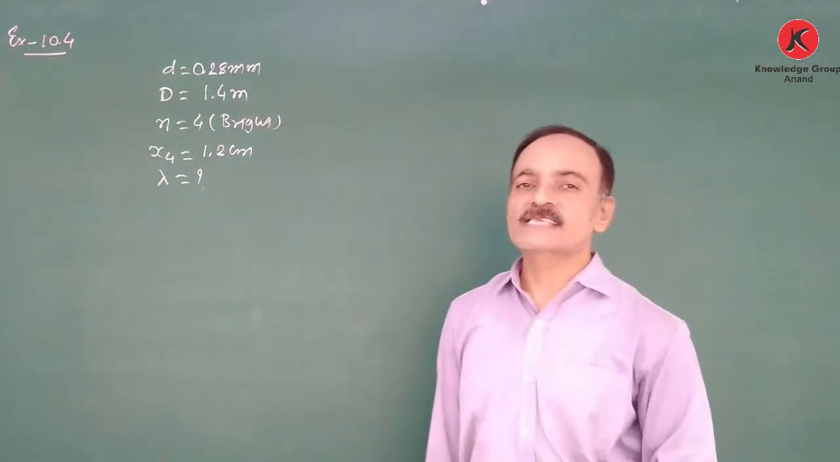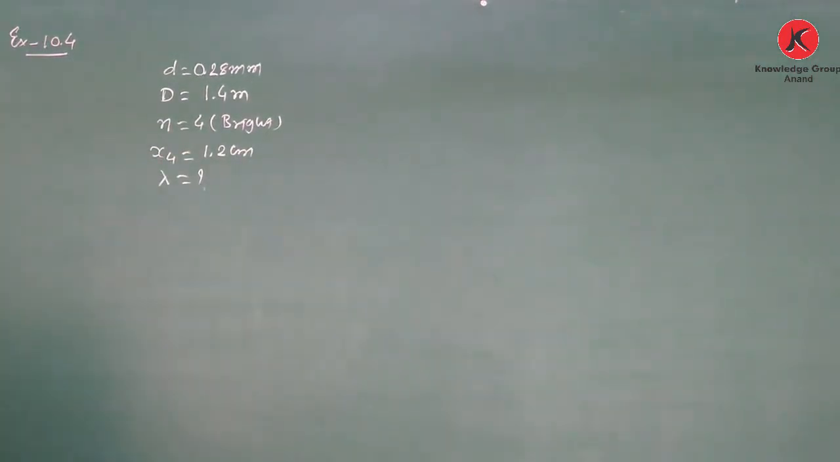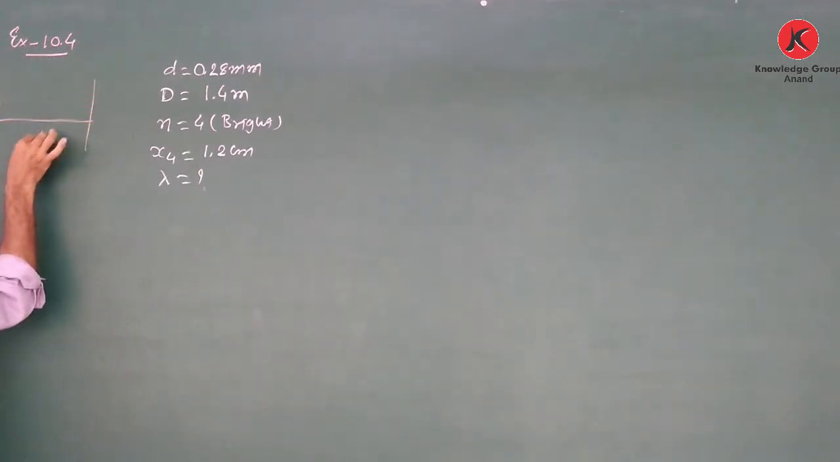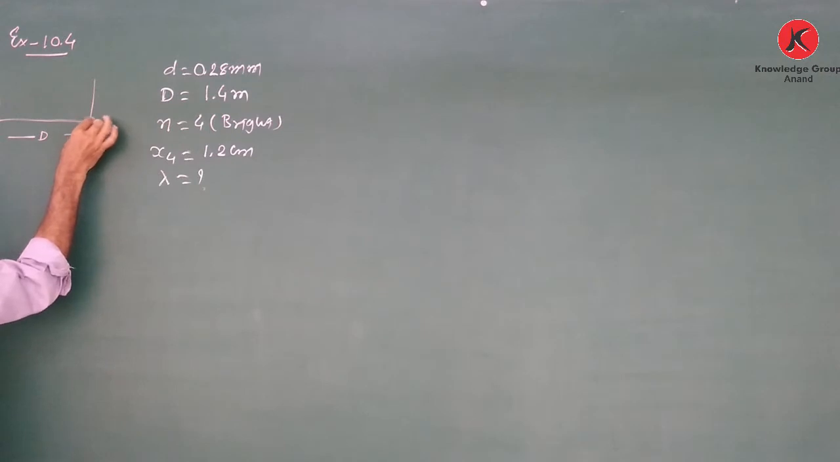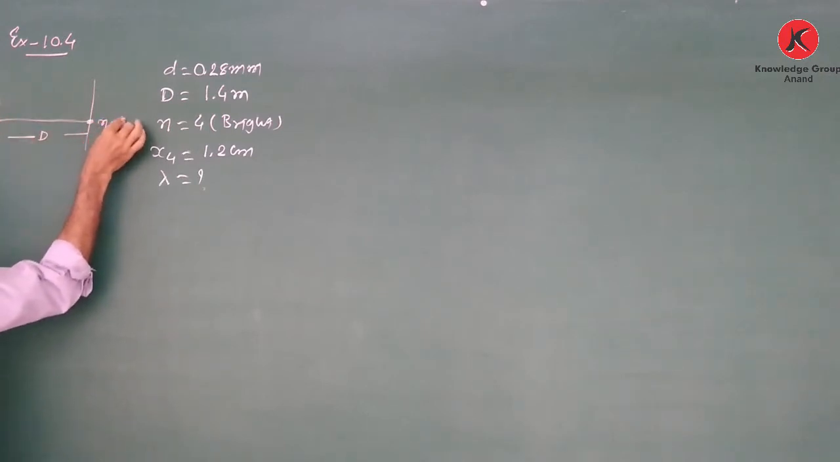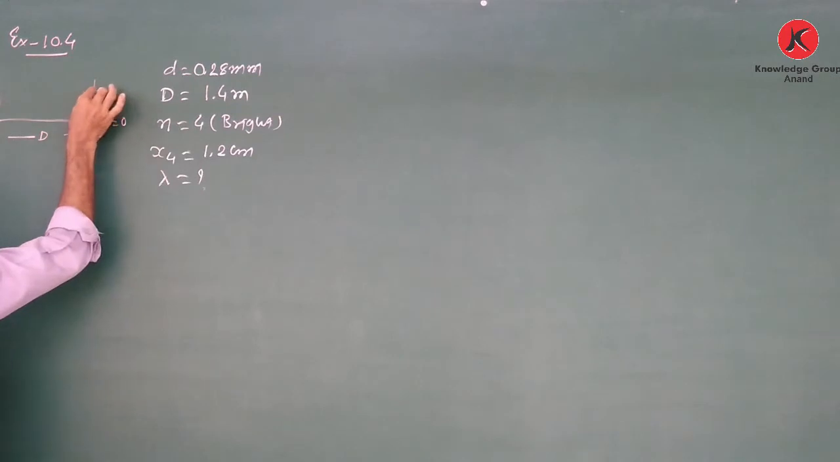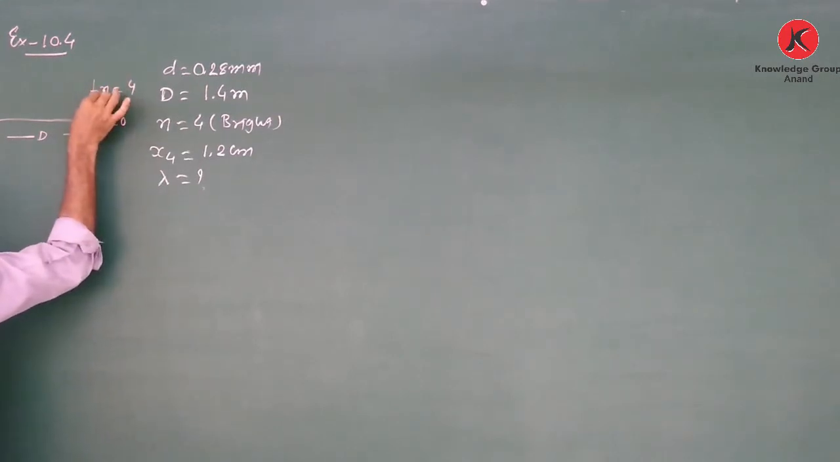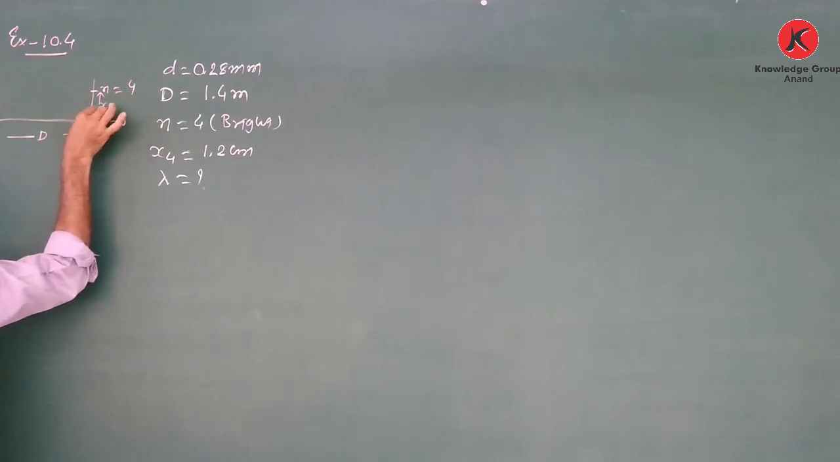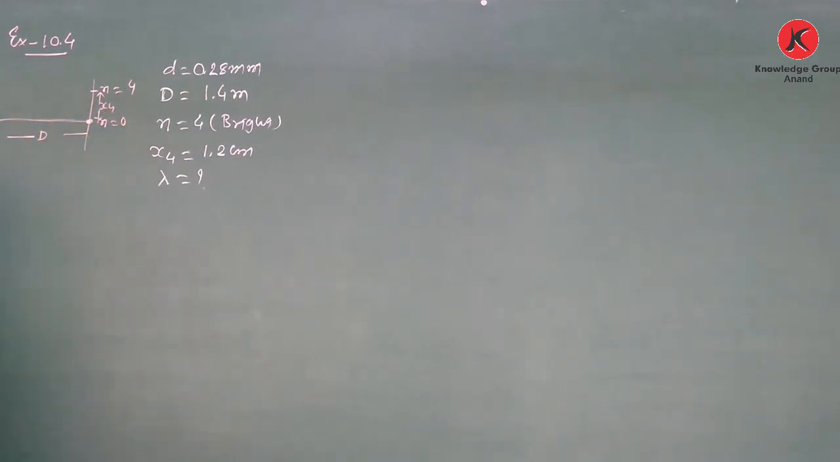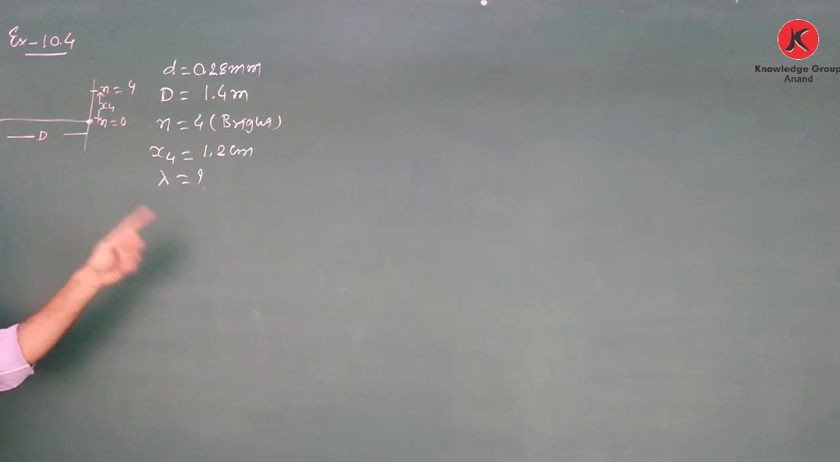Now, here Young's double slit experiment is given, so yes, we draw the sketch. That is not important for this numerical, only for understanding. Here are the two slits S1 and S2. This separation is small d. The screen is placed at capital D distance. There is the central bright fringe, n is equal to 0. Now, the fourth bright fringe is n is equal to 4, at this distance. This distance is x4. We have to find out the wavelength of the light used in this experiment.